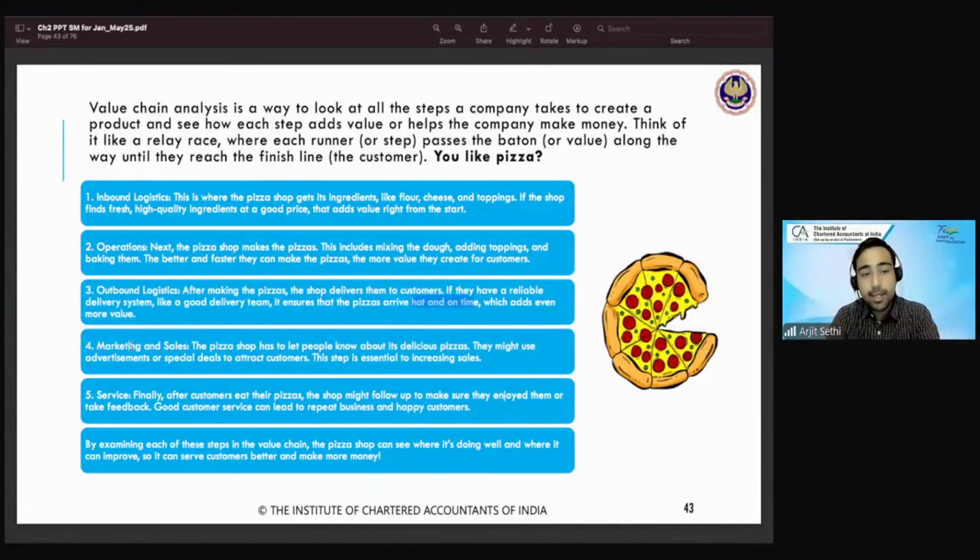Next is marketing and sales. The pizza shop lets the people know about the pizza, right? You do marketing through social media, you do a lot of advertisements, you have delivery partners going on, you have pamphlets in the newspaper, all of that. That's marketing and sales. This step is essential to increase sales. You're creating value here by creating awareness about your product, the new flavors that you're bringing in, the new desi flavors. You would see a lot of pizza shops today doing a lot of Indian flavors, right? They're doing butter chicken pizza, they're doing paneer tikka pizza, or soya chop pizza. They're doing this because that's marketing and sales.